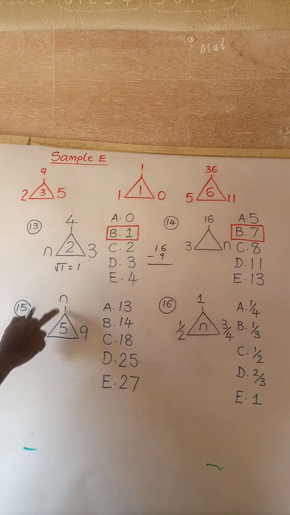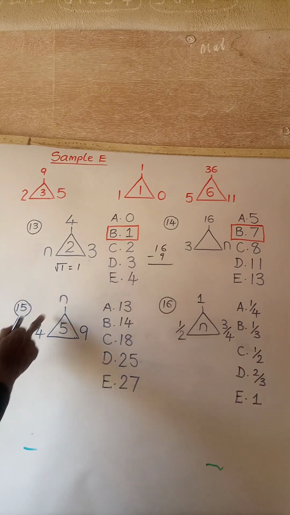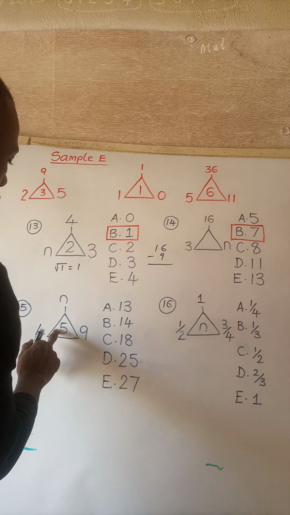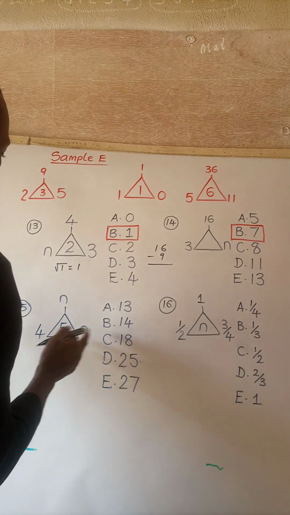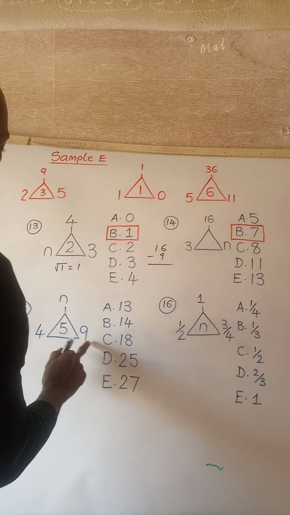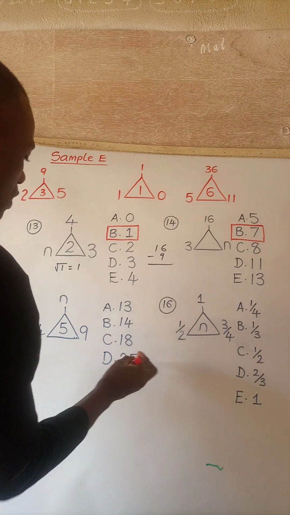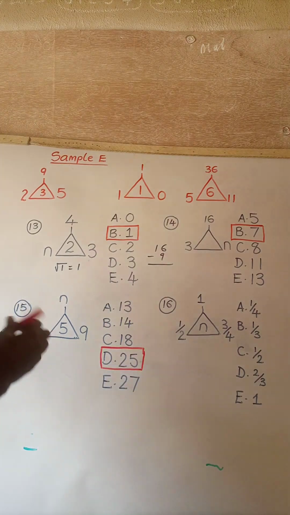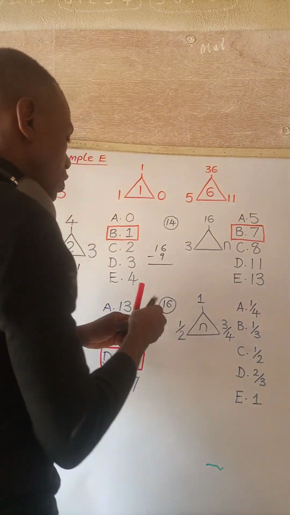We proceed to question number 15. In question number 15, this is the part that we are looking for, and it's very simple. What I will do here is what? 5 square. Okay, 5 square will give us 25, or you can do it like this. 4 times 4 will give us 16. 16 plus 9 will give us what? It will still give us 25. So answer to question number 15 is what? 25.